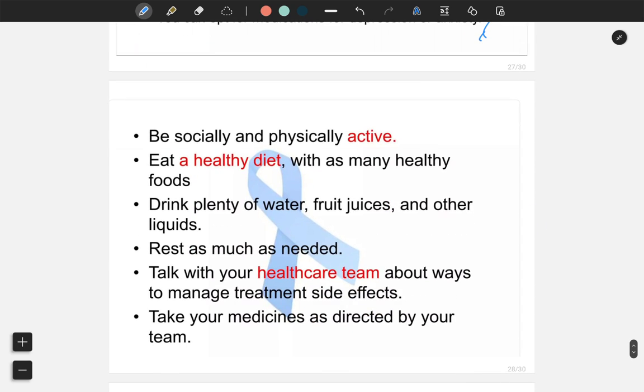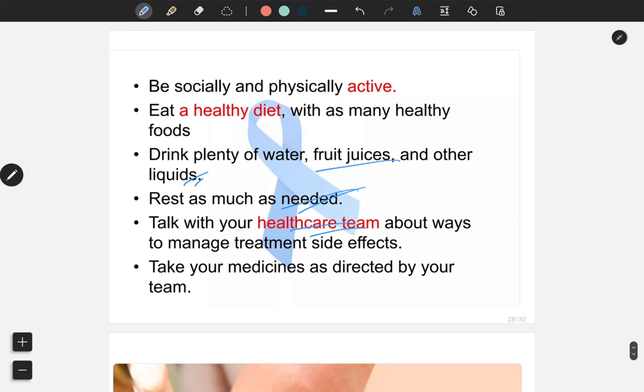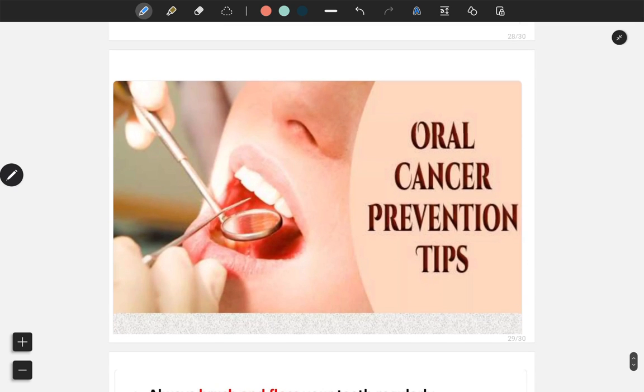Be social and physically active. Eat a healthy diet with as many healthier foods as possible. Drink plenty of water, fruit juices, and other liquids. Rest as much as needed. Talk with your healthcare team about ways to manage treatment side effects. Take your medications as directed by your team.